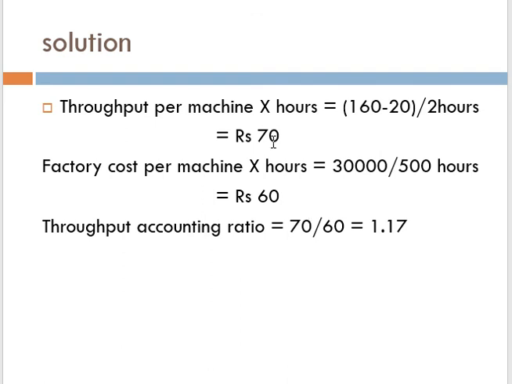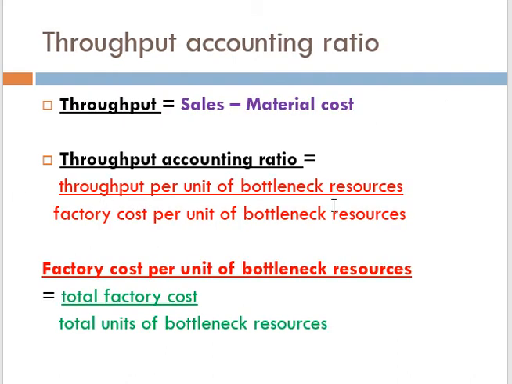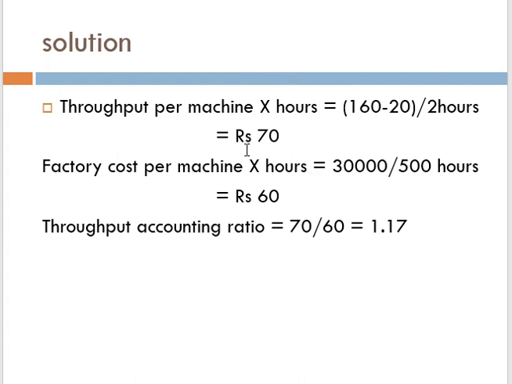So rupees 70 is the throughput and rupees 60 is the factory cost per hour. The throughput accounting ratio formula is throughput per unit of bottleneck resource divided by factory cost per unit of bottleneck resource. We have found the throughput amount as well as the factory cost per unit of bottleneck resource, so we will apply the ratio: 70 throughput per machine X hour divided by 60 factory cost per machine X hour of the bottleneck. 70 divided by 60 gives 1.17. So the throughput accounting ratio is 1.17.